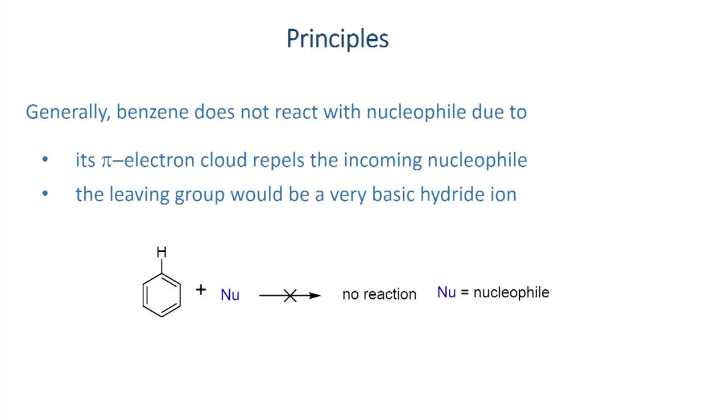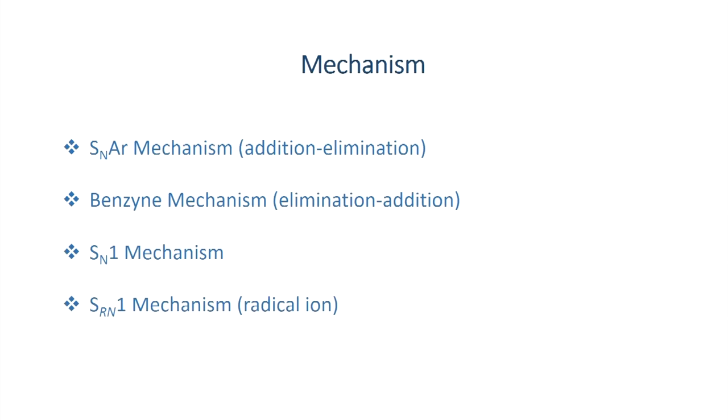Those reactions can be classified into four groups. The first one, which we are going to see today, is the aromatic nucleophilic substitution where addition followed by elimination is involved. Following that, we will see the reaction of the substrate that can undergo elimination followed by addition to give the substitution product. Today we will try to cover these two reactions. In addition, we will also see the reaction that involves the SN1 mechanism as well as the reaction that involves a radical ion intermediate. These two types of reactions we will study in the next two classes.